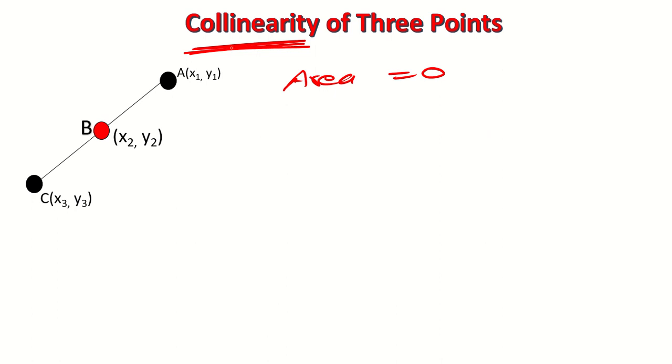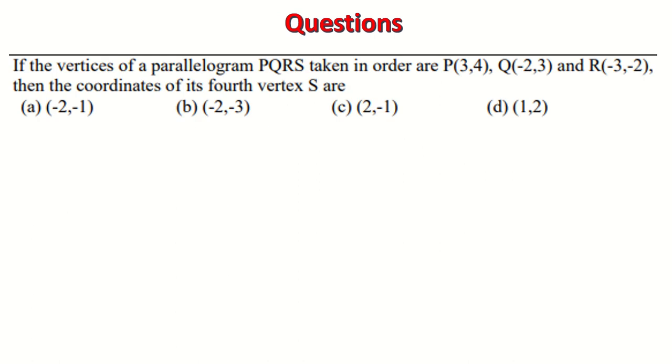Other methods for collinearity are AB plus BC is equal to AC. Other methods are also there for collinearity. This is a very simple topic, so whatever method you know, you can apply it in the exam. But make sure that if they have mentioned any method in the question, then you have to apply that method only. Next, let's take some questions from the CBSE website, from the sample question paper.